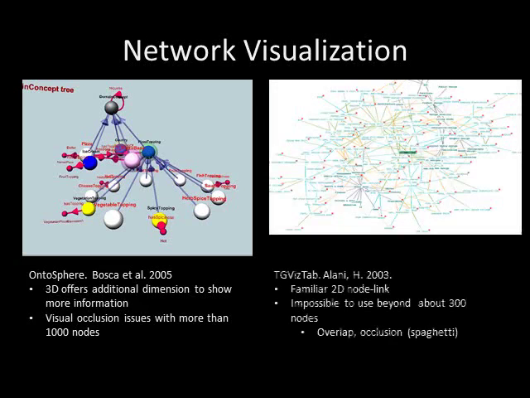Here, a more classical 2D node-link diagram, obviously. It's the hairball effect, also called the spaghetti effect. So maybe I might have 300 nodes here, maximum. And the whole time I'm thinking, yeah, but I've got 200,000. What am I going to do?